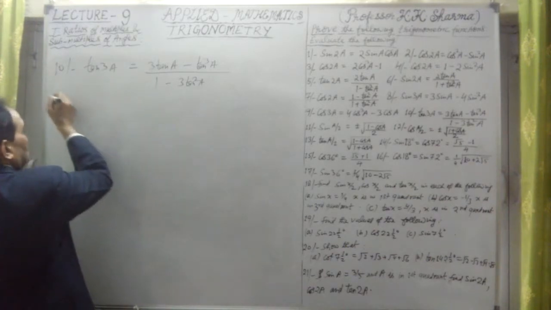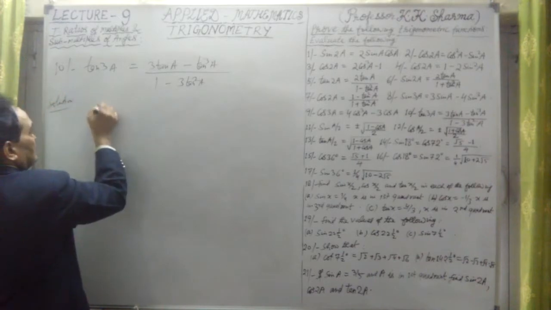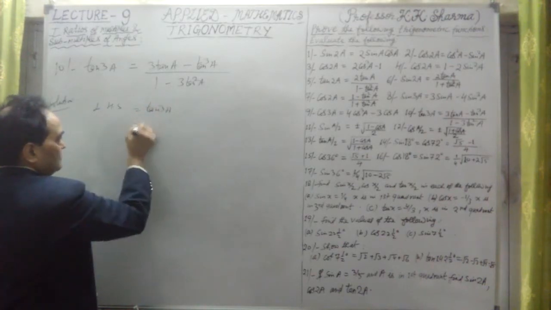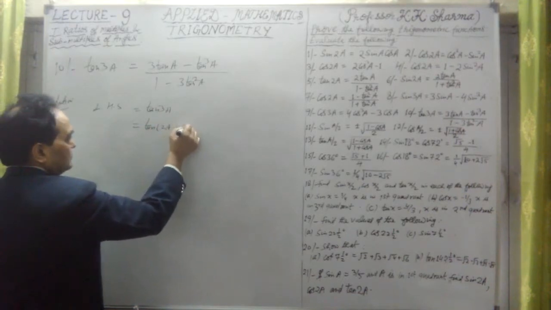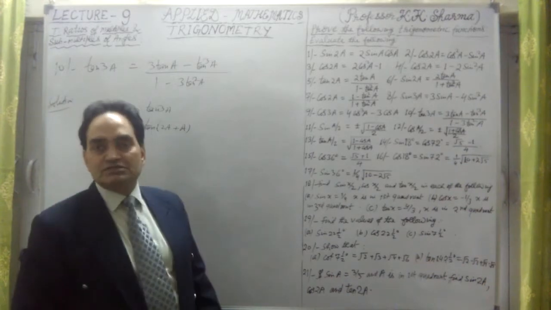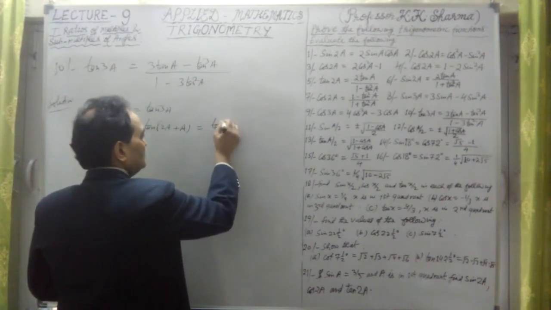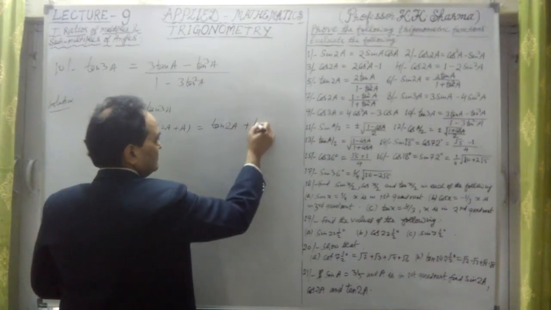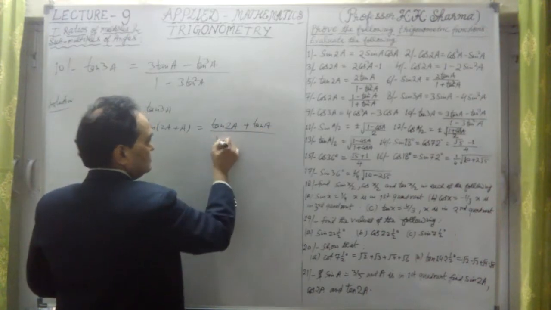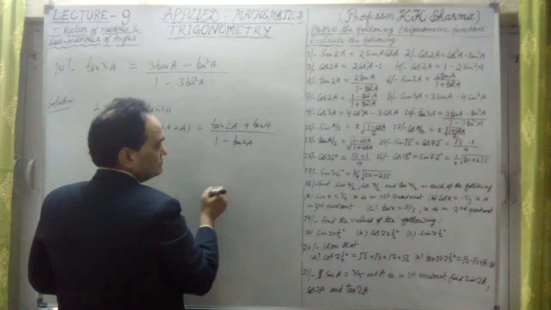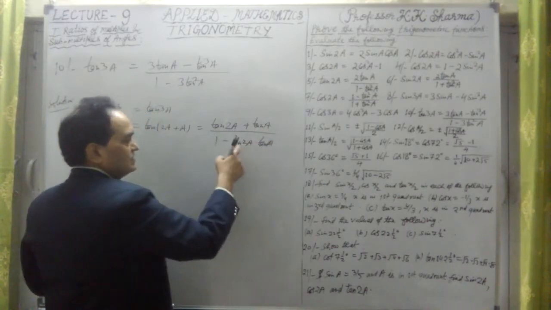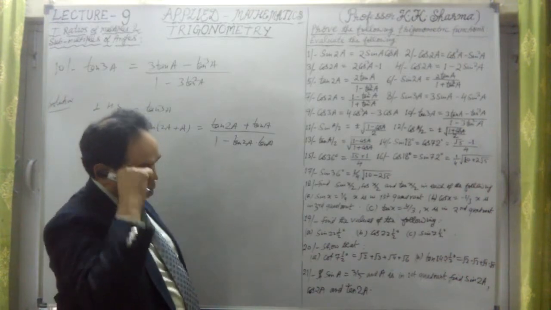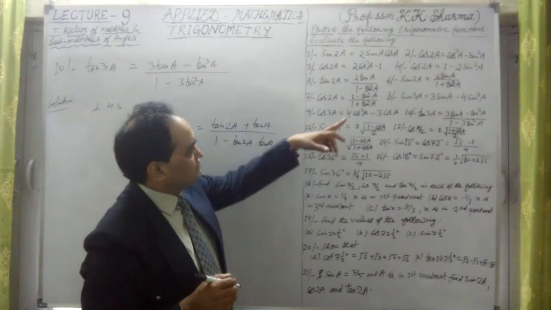Let me take the left hand side. We have to find a solution. Left hand side is tan 3a, which can be written as tan(2a plus a), in the same way as tan(a plus b) is expressed. It will give us (tan 2a plus tan a) divided by (1 minus tan 2a into tan a). These values we have taken. Let us take next: what is the tan 2a value? 2 tan a upon 1 minus tan square a.